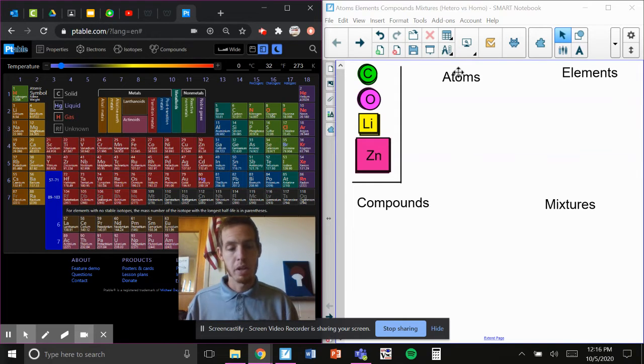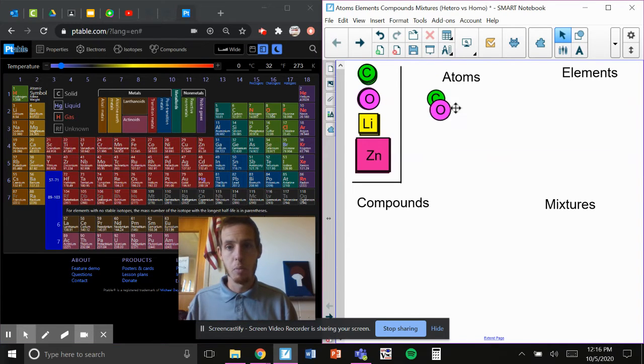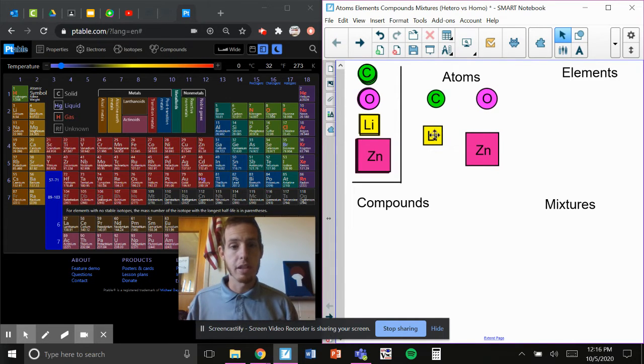So I just want to focus on these four right now. An atom is the smallest individual part of an element that retains the identity of that element. Again, these are made of protons, neutrons, and electrons. And it's like one standalone thing. So, for example, these are all different examples of atoms of carbon, oxygen, lithium, and zinc. And of course, those are the locations on the periodic table.